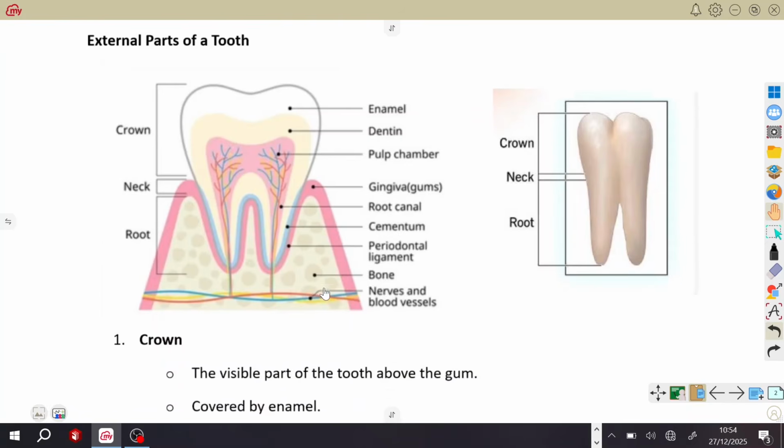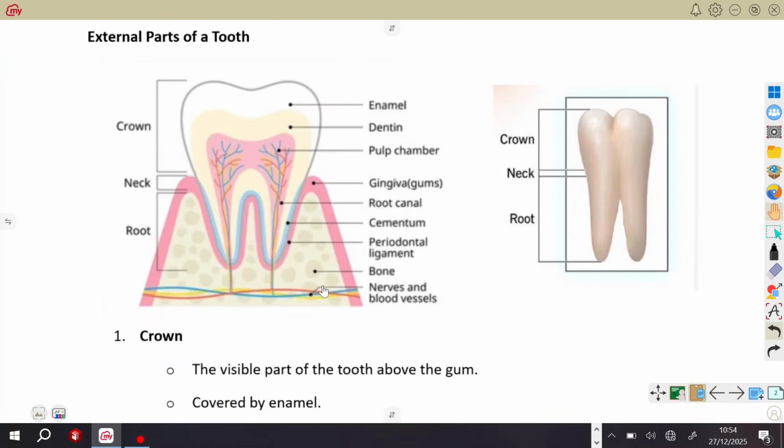So here are the external parts of a tooth. The external parts of the tooth are, one, this part here called the crown. This is from that area to that area. That is the crown. Then the second one is the neck. Then the third one is the root. Not these ones here. These ones, no. All right. So we have the crown, the neck, and the root.